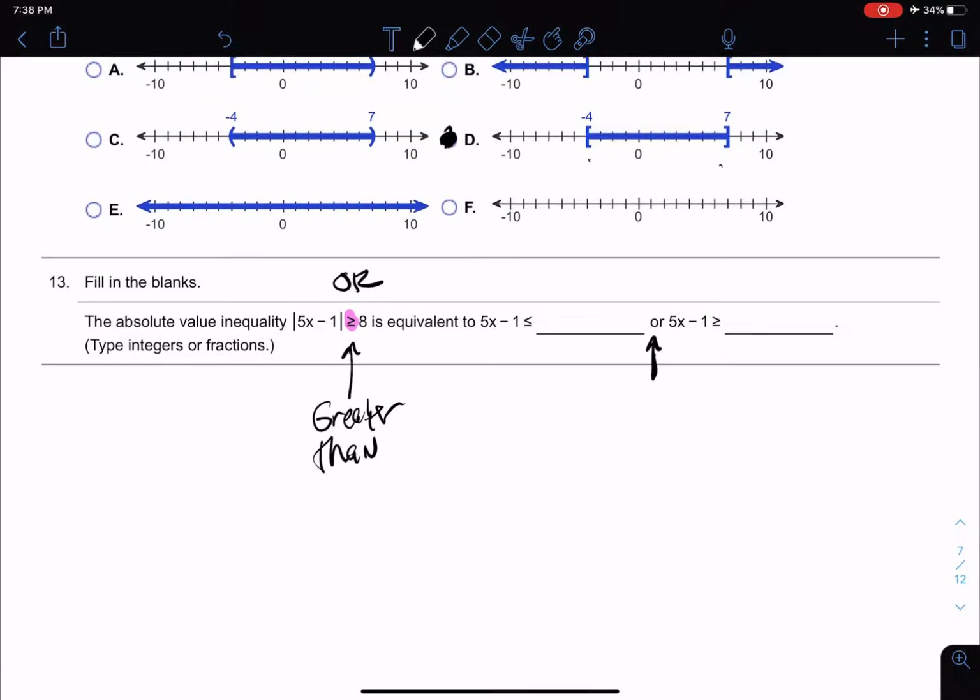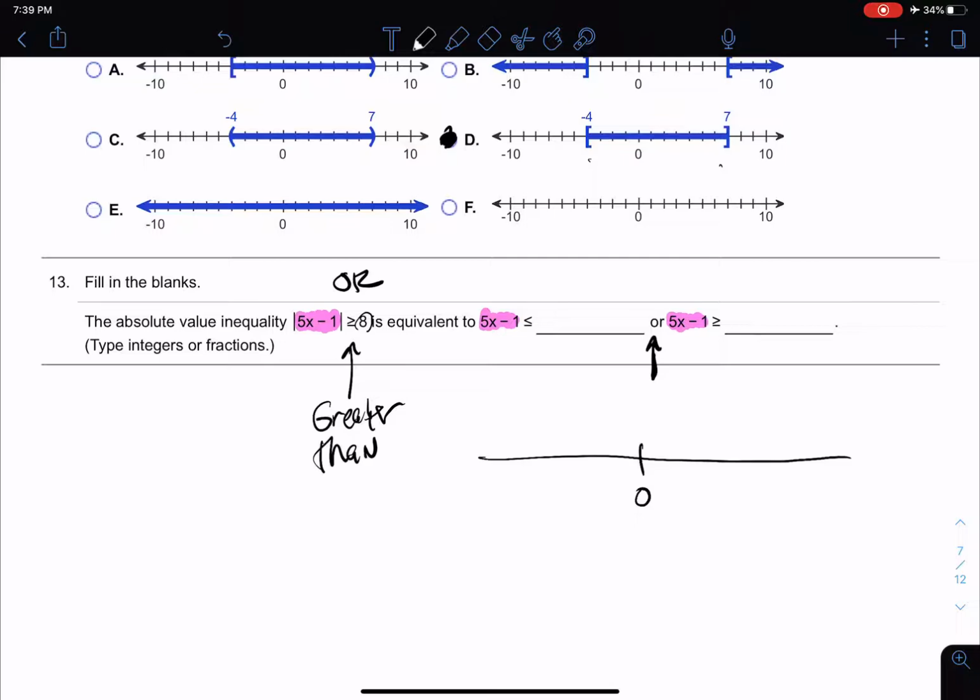Okay, so 13, I just realized it's a greater than, and a greater than is going to be an OR problem. And so like we did before, we said, okay, so this stuff right here in pink goes right here. And it goes right here. If I was to show you a picture that uses 8 in it, it's not going to deal with the complexity of that pink 5x minus 1 expression, but it's good for setting up.